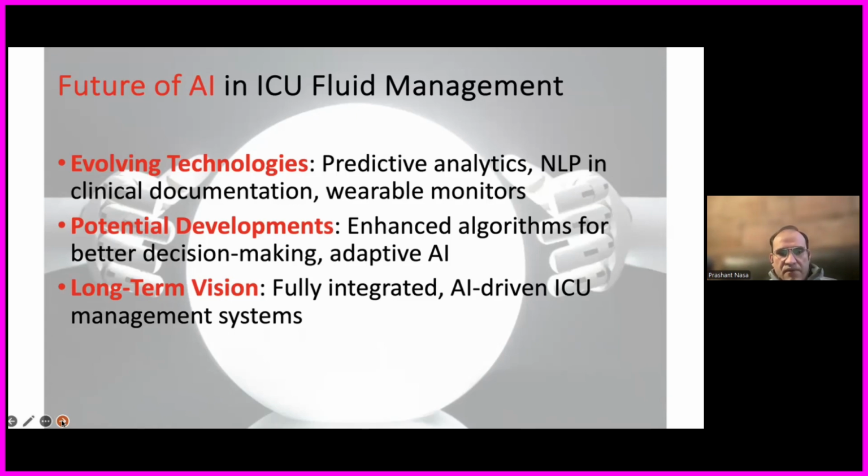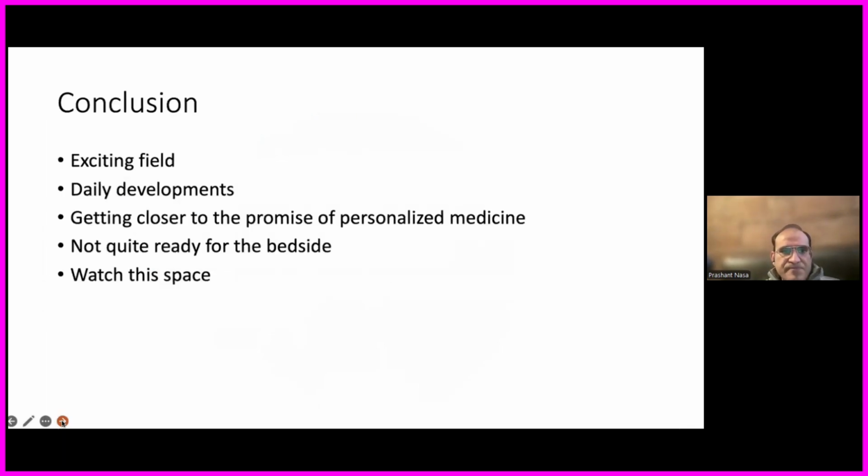So all this, if it comes, at the bedside can improve the outcome of our patients and ultimately reduce the errors that come from the way we make decisions, which are left depending upon the expertise of the clinician and sometimes the number of tools we are using at the bedside. So to conclude, it's a very, very exciting field.